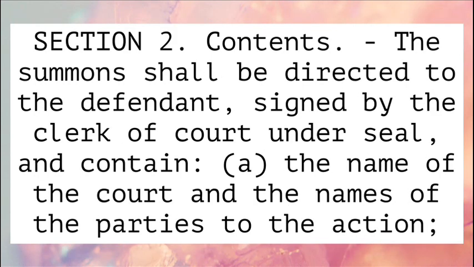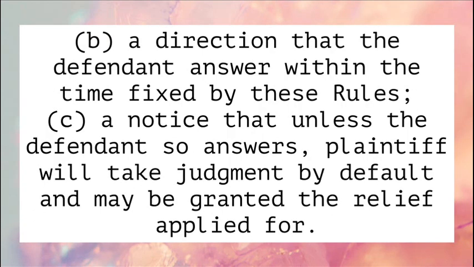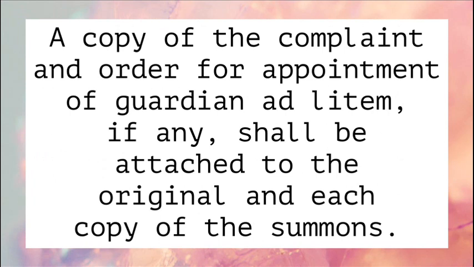Section 2. Contents. The summons shall be directed to the defendant, signed by the clerk of court under seal and contain: a. the name of the court and the names of the parties to the action; b. a direction that the defendant answer within the time fixed by these rules; c. a notice that unless the defendant so answers, plaintiff will take judgment by default and may be granted the relief applied for. A copy of the complaint and order for appointment of guardian ad litem, if any, shall be attached to the original and each copy of the summons.